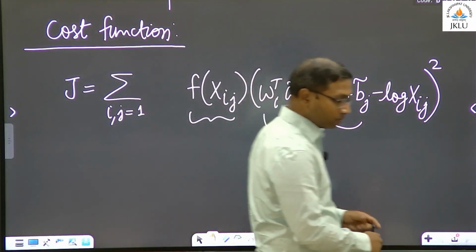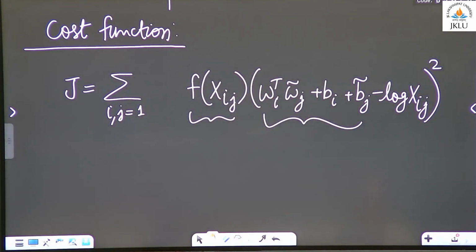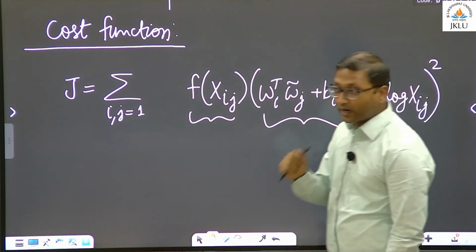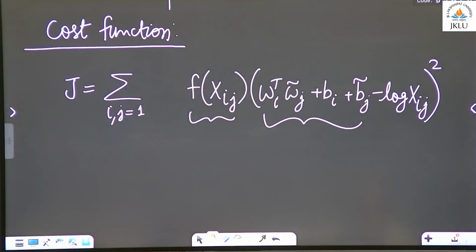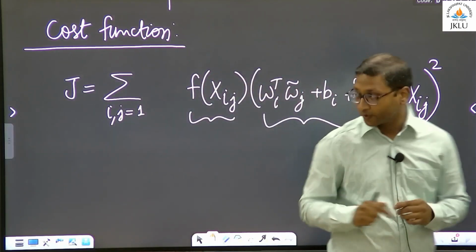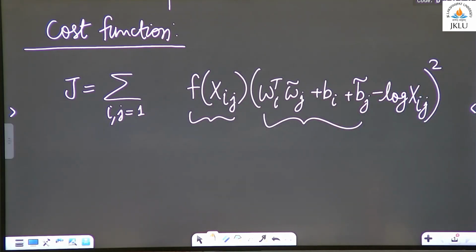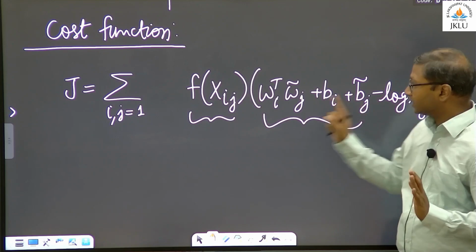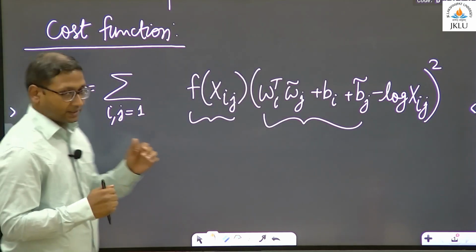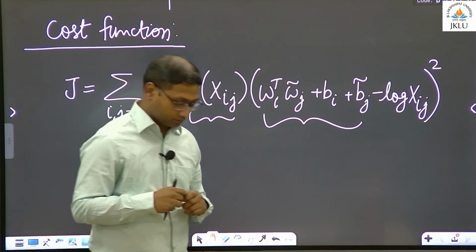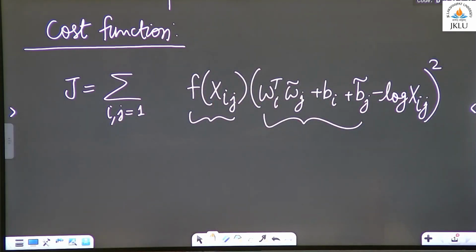Have you seen this kind of thing before? We have seen this kind of thing before. Doesn't it resemble the mean squared error? There you had something like y minus y hat whole square, right? So something of that sort, because this is also a squared function. Now the only thing that we don't understand properly right now is Xij. Okay. So how do we do that? What is Xij?